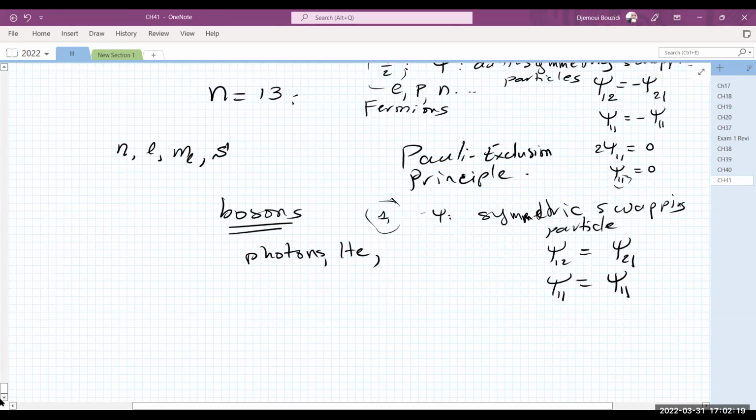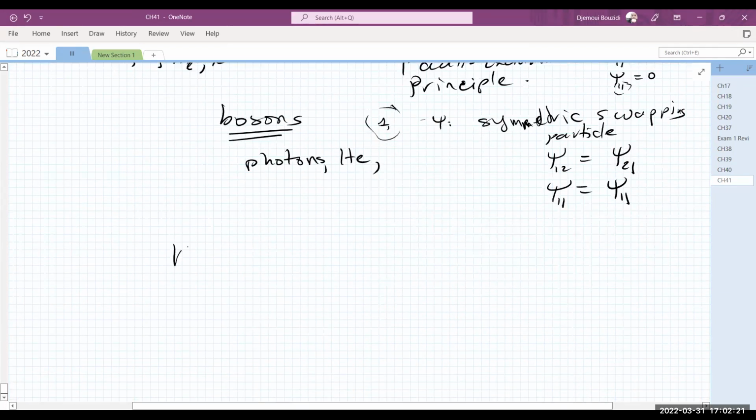So for the pretest, it tells you to have n equals 13, and it wants to know how many electrons you can put in there. The answer obviously should be 2 times 13 squared, or 2 times 169.